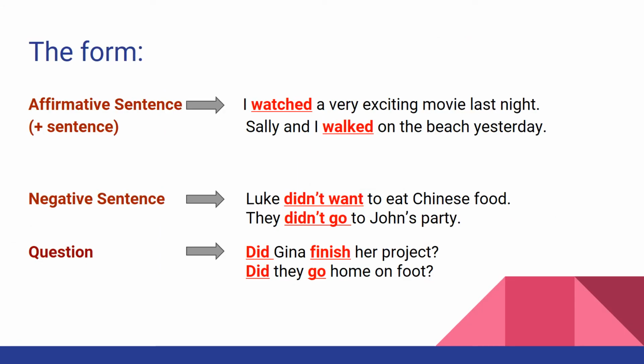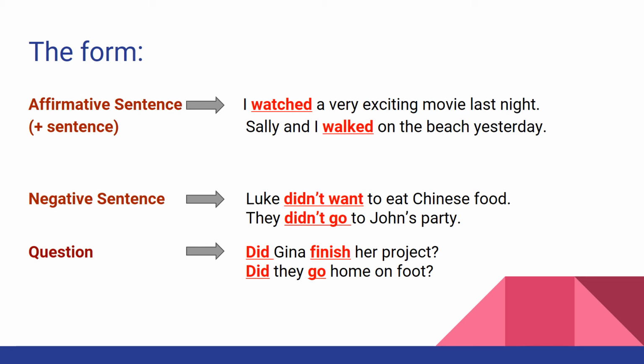Now let's take a look at the form and how we make sentences in simple past tense. In simple past tense, when we want to make a positive sentence, we use the second form of the verb, as I said before. For example, I watched a very exciting movie last night, or Sally and I walked on the beach yesterday.